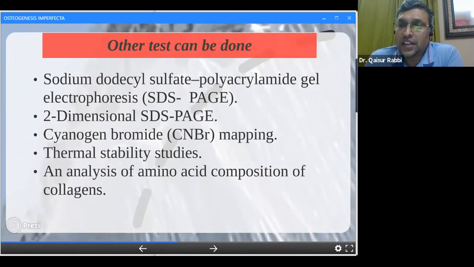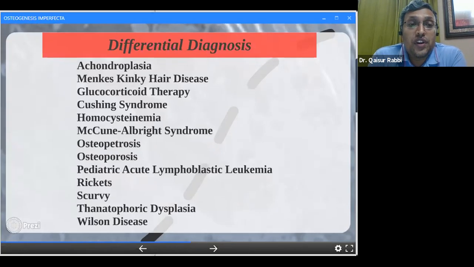These are the other tests that we can perform to make sure that these children are suffering from osteogenesis imperfecta, and that he or she is not suffering from any other disease condition that we are diagnosing wrongly. These are the diseases that can mimic osteogenesis imperfecta. Sometimes achondroplasia, osteoporosis, though in children osteoporosis is not that common, but we'll also get an X-ray that looks osteoporotic. Rickets is also a chance, that the patient may be suffering from rickets.